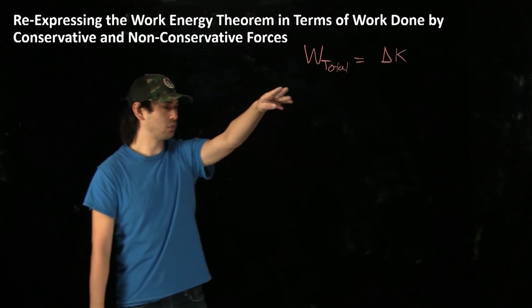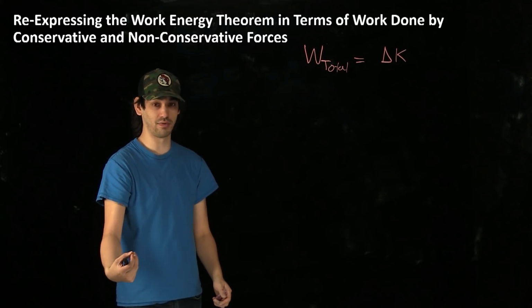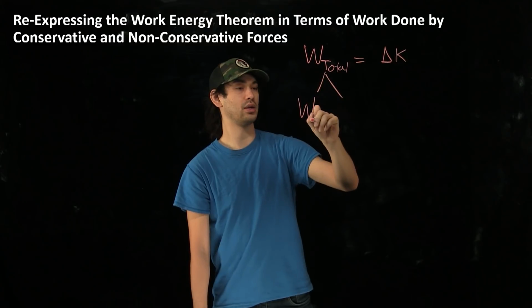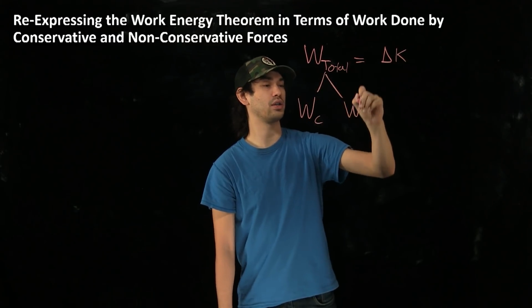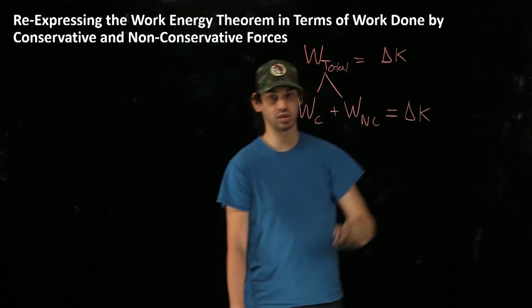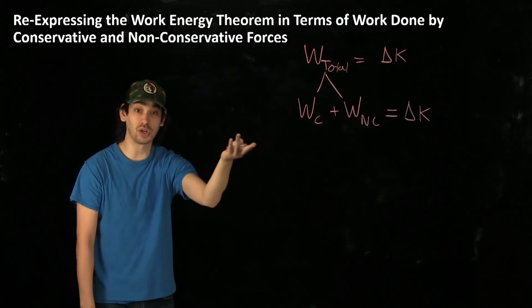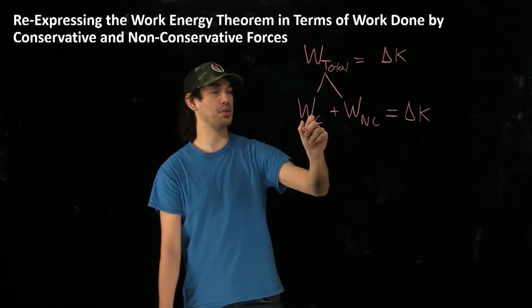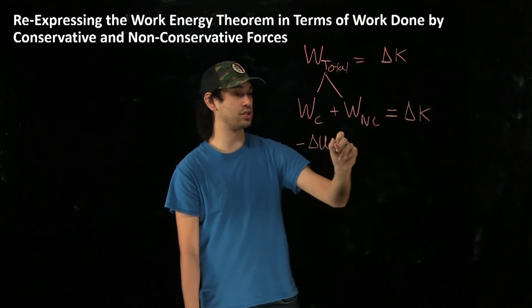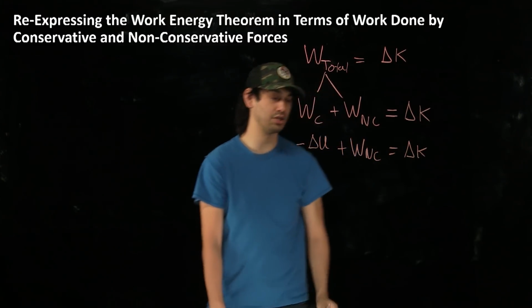This total work can actually be split apart and written in terms of both the non-conservative work and the conservative work. So this is two pieces now, the work done by the conservative forces and the work done by the non-conservative forces. We can add these together, and this is equal to the change in kinetic energy. Now, because conservative forces can have some potential energy associated with them, we can write this term as the negative change in potential energy. And so the negative change in potential energy plus the work done by non-conservative forces is going to be equal to the change in kinetic energy.